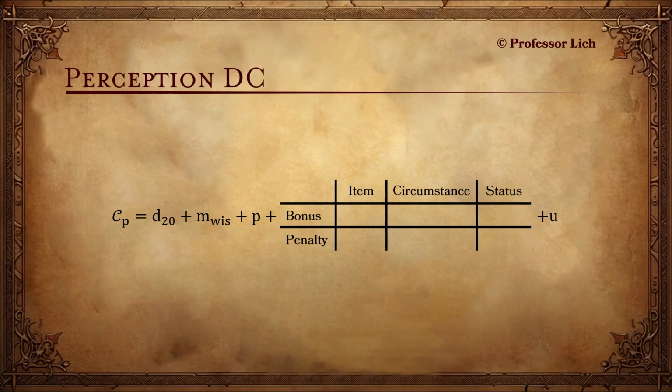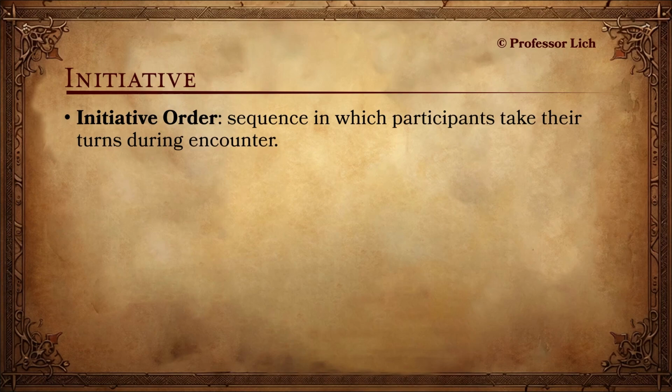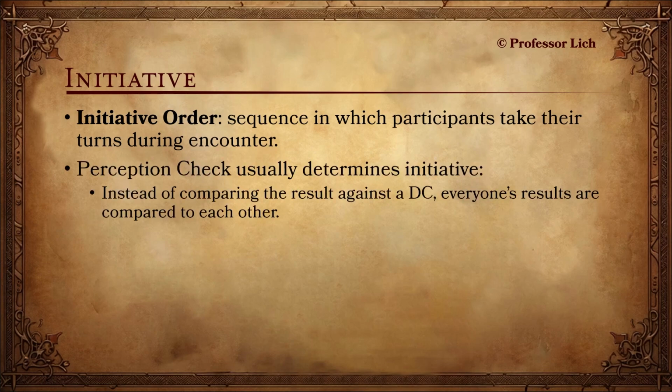Perception DC, exactly the same formula. So you just take these two and you replace them. You replace the d20 with a 10 and you get a perception DC. Perception is also used to get initiative order, which is the sequence in which participants take their turn during a combat encounter.